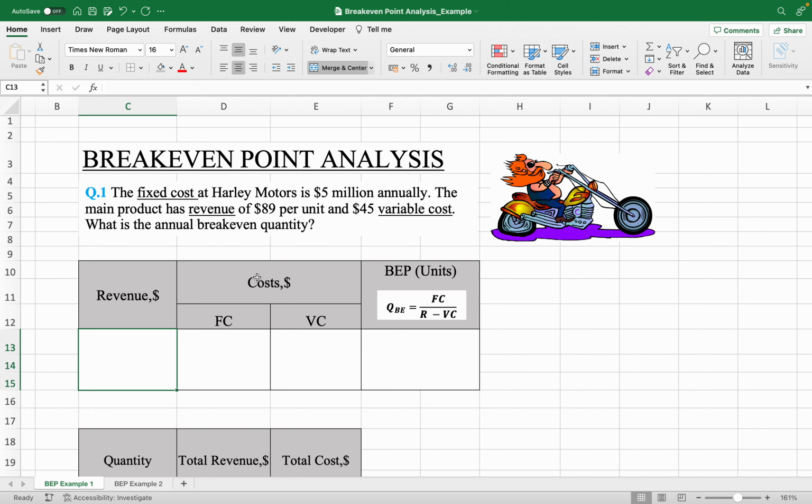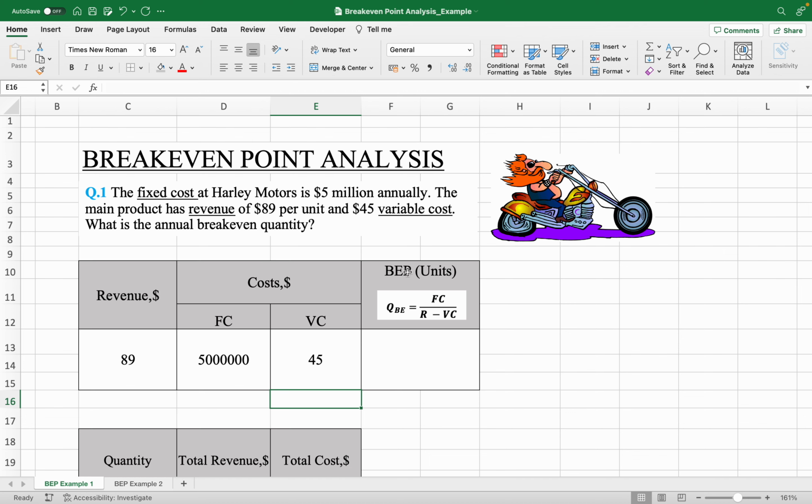So to start off, it's advisable to make a table like this. And here we know that the revenue is $89 per unit. So per unit probably means motorcycles or anything they produce. Now the fixed cost we know to be $5 million annually. So the fixed cost is most likely comprised of, let's say, the price to purchase the factory or land, and so on. The variable cost is $45, and this could be maybe the metal, like the natural resources or resources required to make certain parts of the motor.